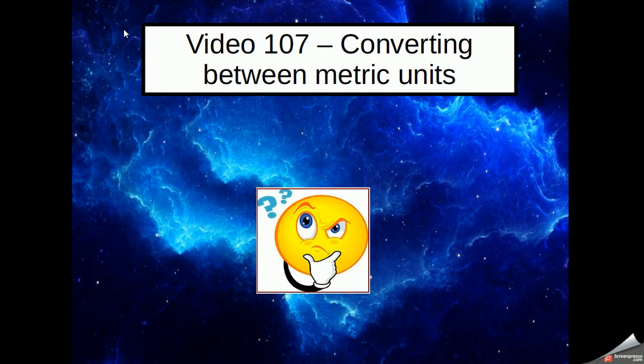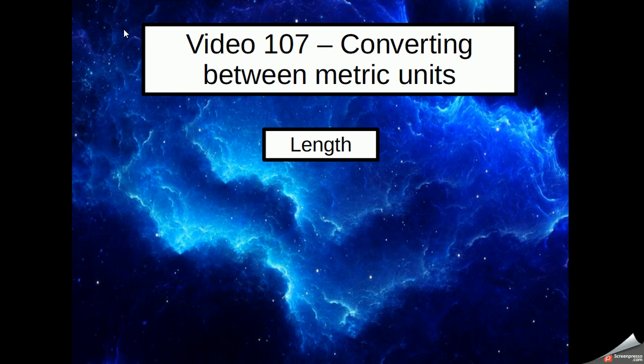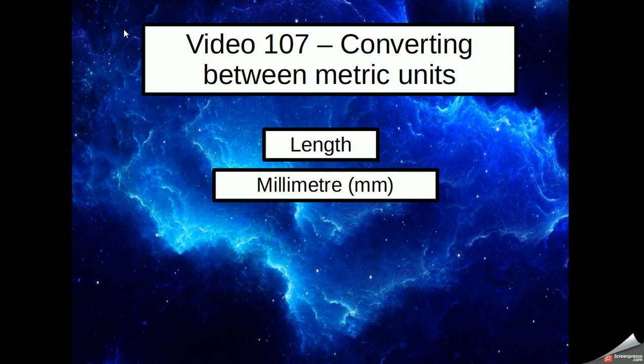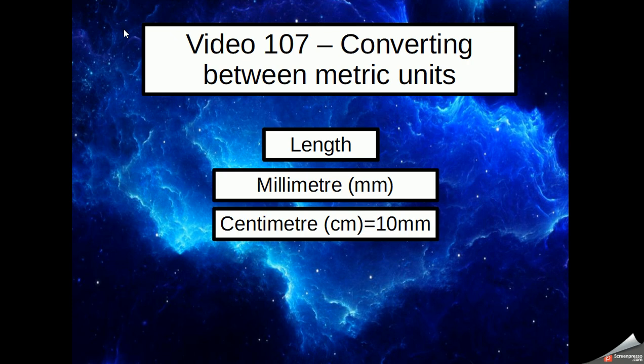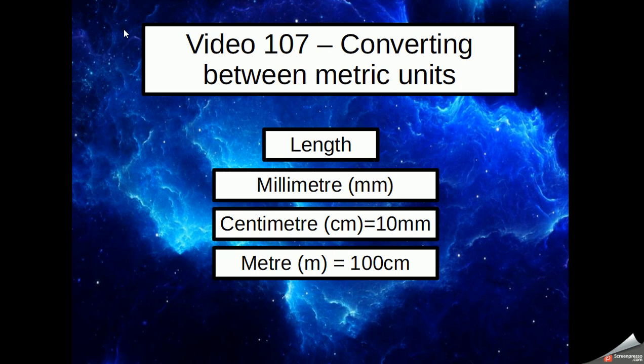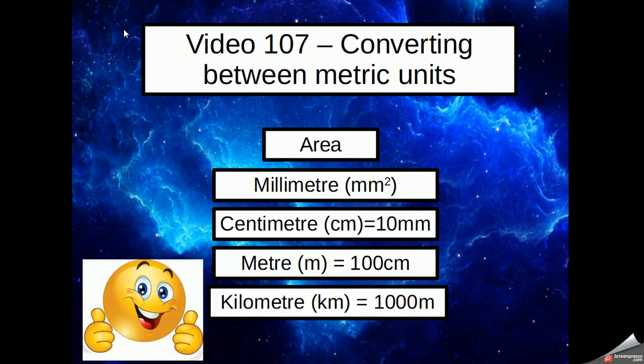So back into geometry. We've had a look at how to convert certain units, but we're going to just look through the different metric units in dimensions to see what the conversion rates between them are. First of all, length then, which we have mentioned before. The smallest unit is millimeter, written as mm. We've then got a centimeter, which is 10 millimeters. The meter, which is 100 centimeters, and then a kilometer, which is 1,000 meters.